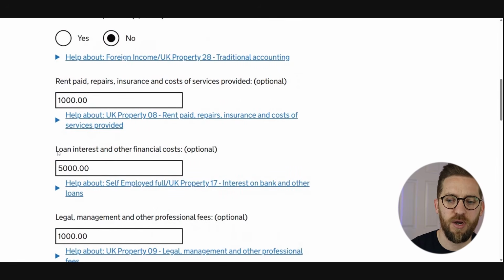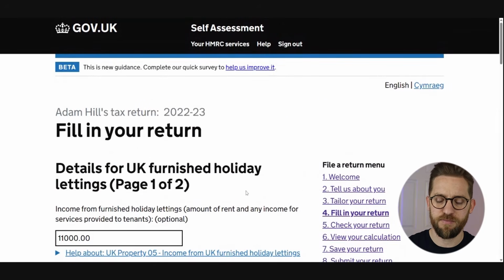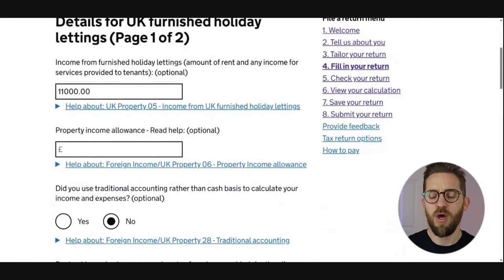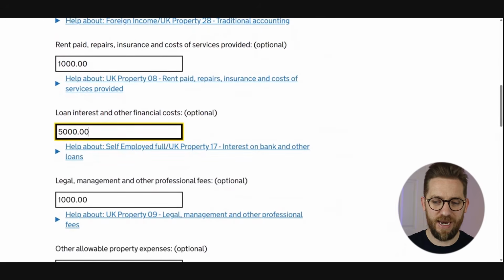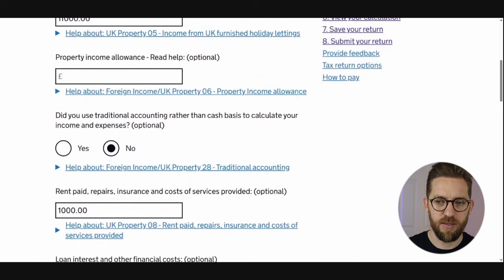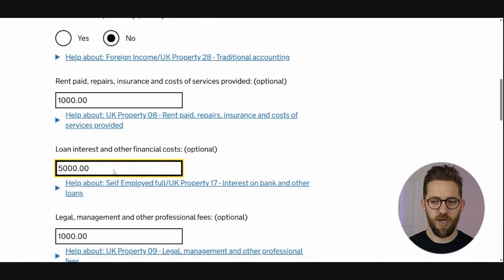Now I will come back to this one, loan interest and other financial costs. So for UK furnished holiday lets, or furnished holiday lets in general, your financing costs are allowable, 100% allowable. So these will get deducted, that £5,000 will get deducted off my £11,000 of income and it will reduce my profit figure. You get tax relief at whatever rate of tax you pay as a taxpayer. If I'm a 20% rate taxpayer, if I'm a 40%, 45%, you get the tax relief immediately and effectively it will apply to the highest rate of tax that you pay.